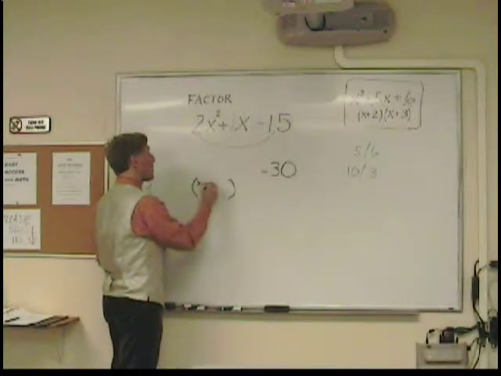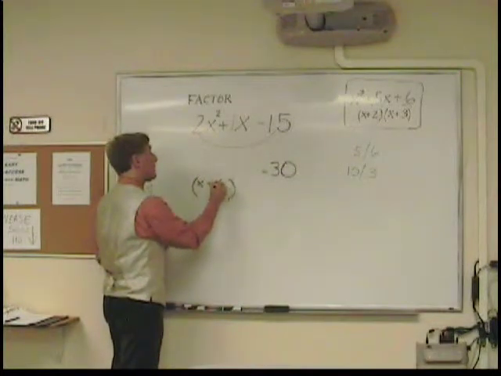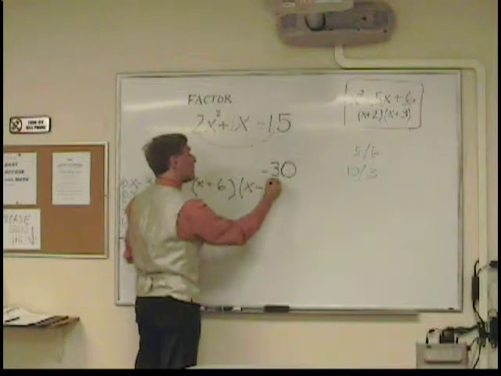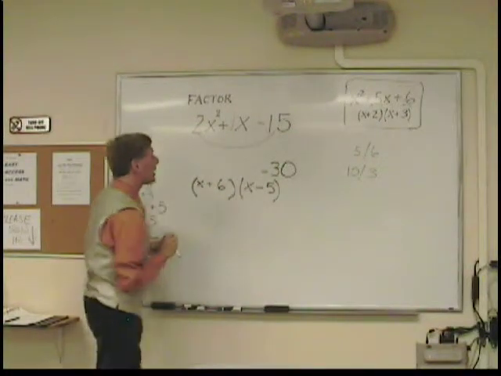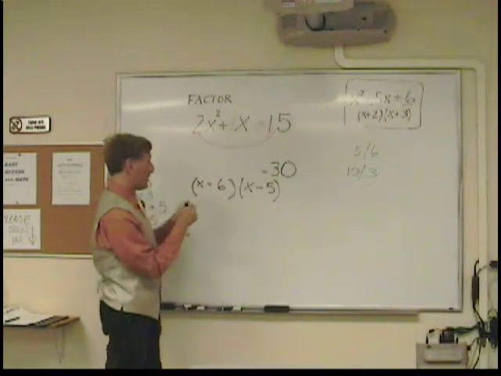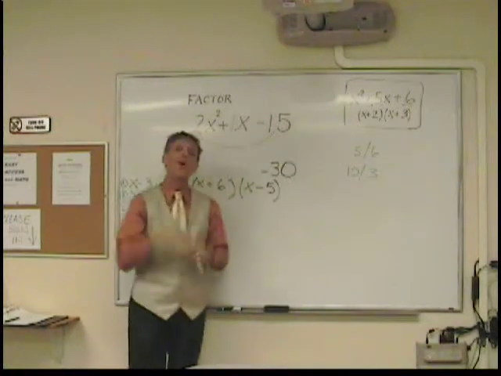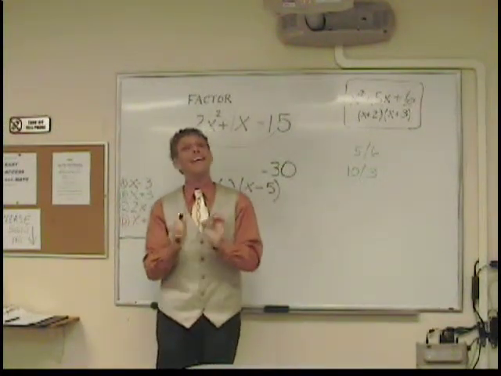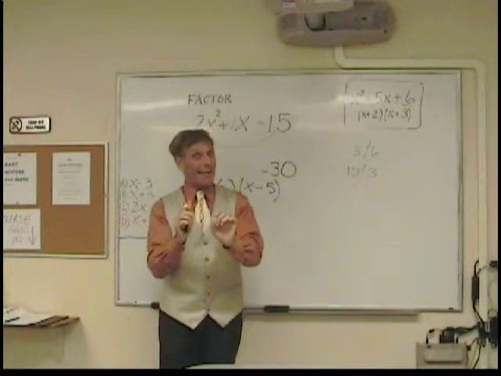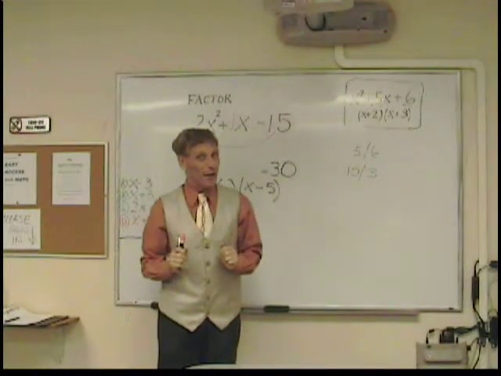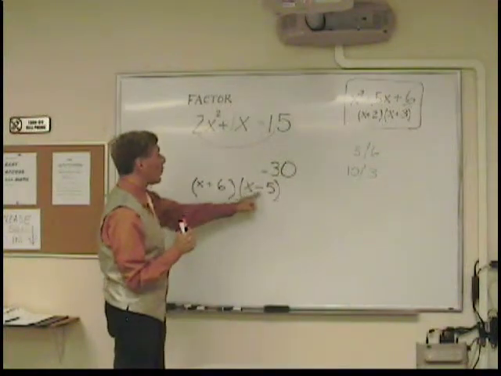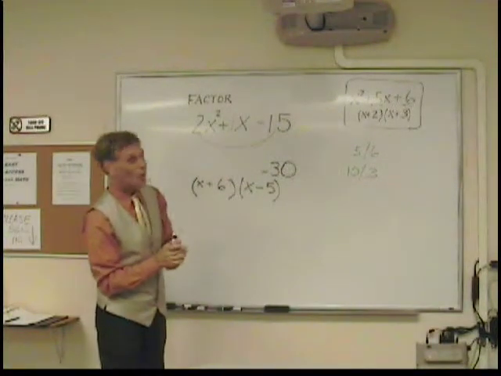x plus 6, x minus 5. So I get my 30, and I get a difference of positive 1 for the middle number. When I said ignore the middle number, it doesn't quite get you the answer without some extra work. So you do want to look at it. It does get us the positive 1, but there's more work.